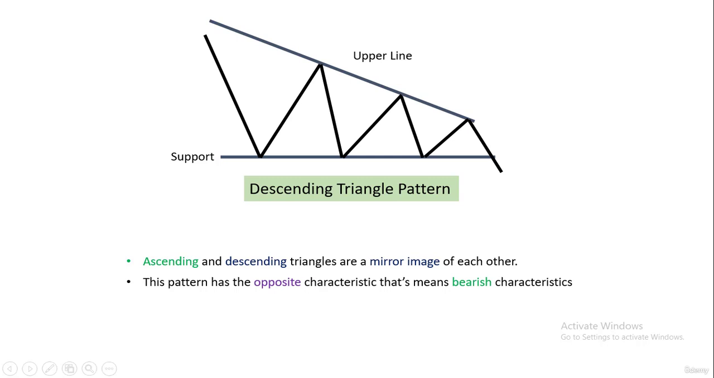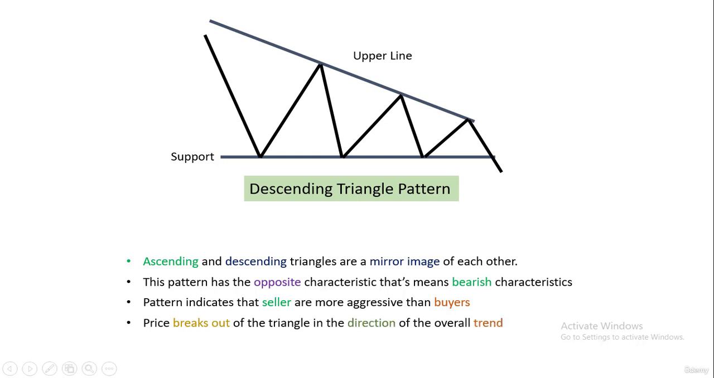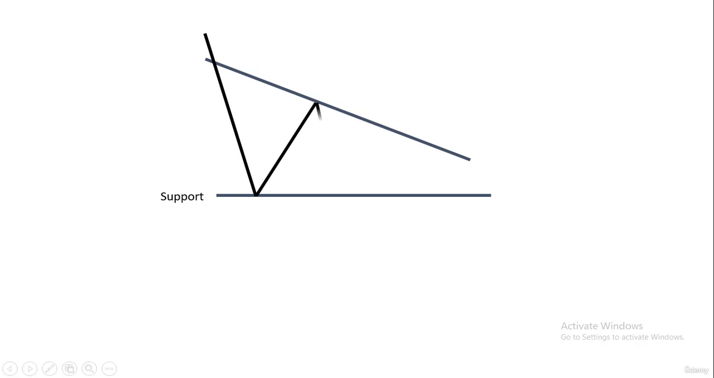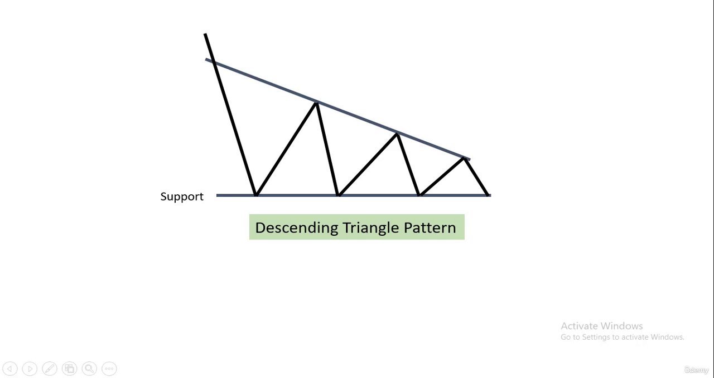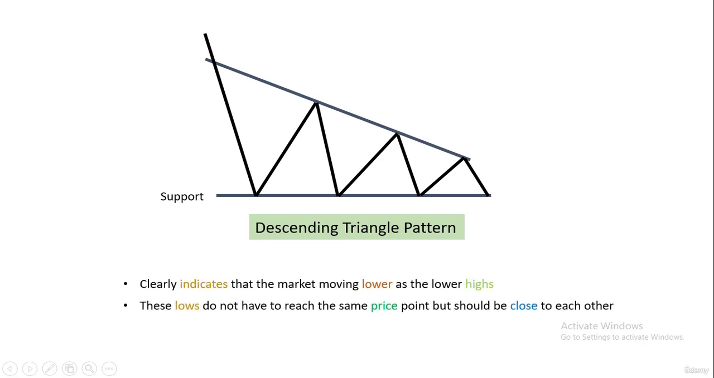This pattern indicates that sellers are more aggressive than buyers, as price continues to make lower highs. The pattern completes itself when the price breaks out of the triangle in the direction of the overall trend. This triangle pattern has a flat lower side, or horizontal trend line, and this trend line acts as a support level. The upper trend line is descending, coming to the support level. In this manner, the bottoms of this triangle are on the same level and the tops are decreasing. This pattern clearly indicates that the market is moving lower, making lower highs. These lows do not have to reach the same price point but should be close to each other.